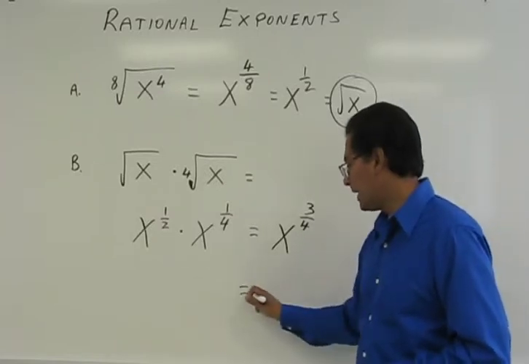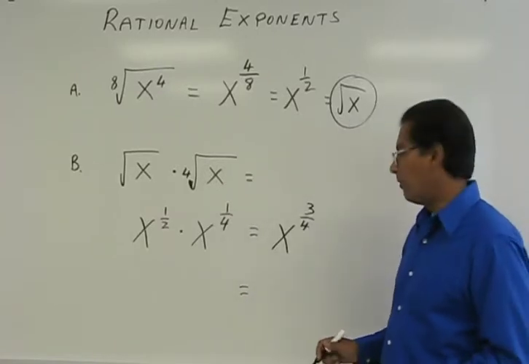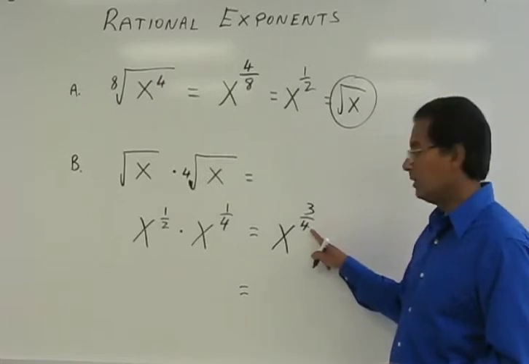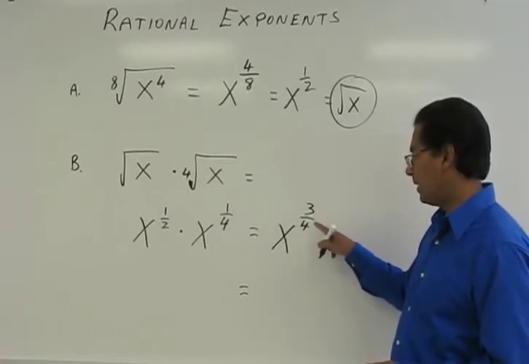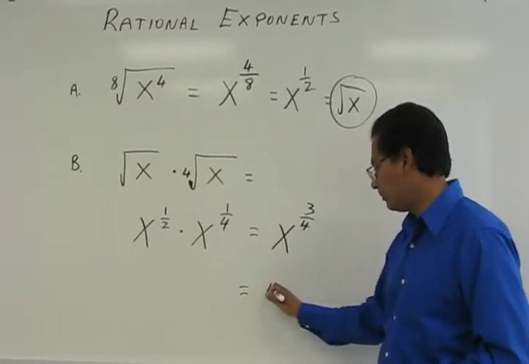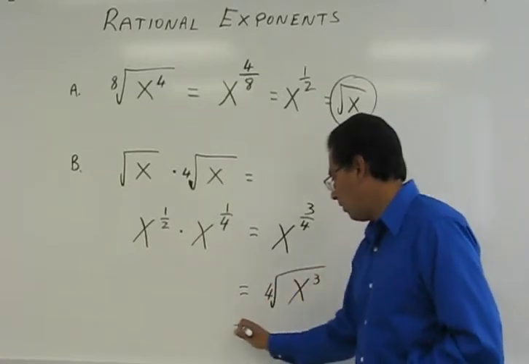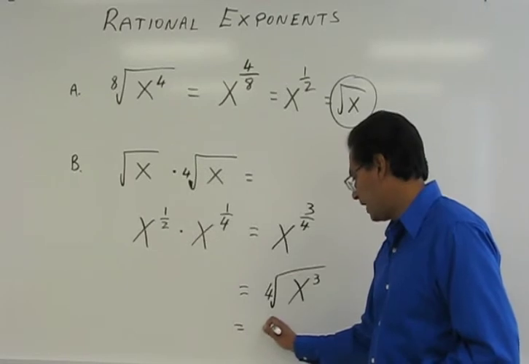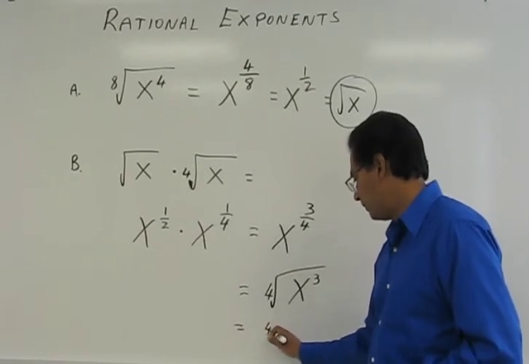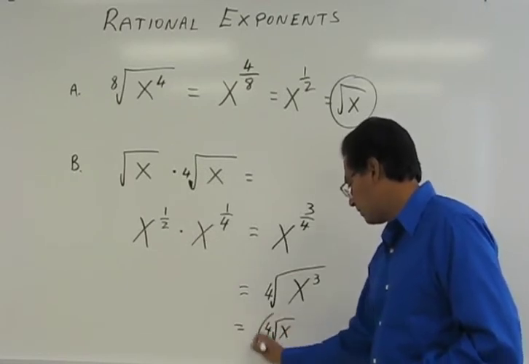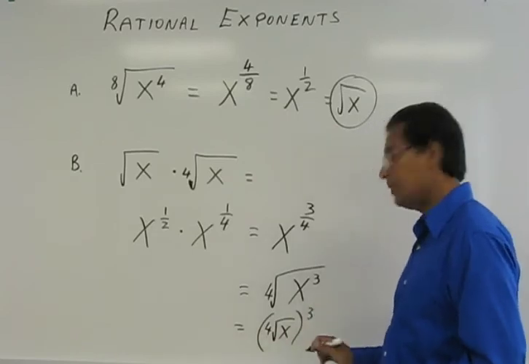If we want to write it back in the radical form, this is the 4th root of x cubed. Remember, 3 is the power, 4 is the root. So this is the 4th root of x cubed. Or you can think of this as the 4th root of x all cubed. So either way is fine.